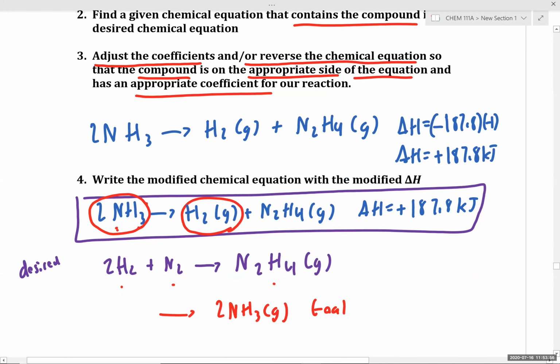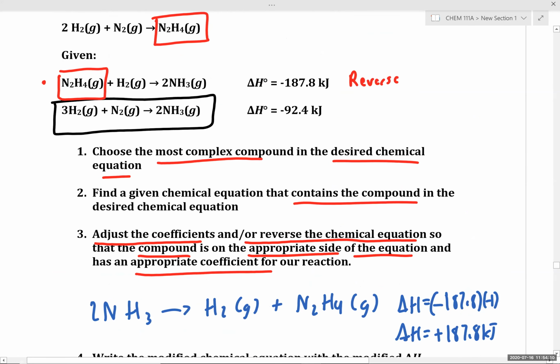So again, we have this equation. We want this equation below in purple. And so to cancel ammonia, we need ammonia on the right-hand side. So we found an equation that has ammonia. We want to get rid of ammonia using this equation. So what side do we need this ammonia on?